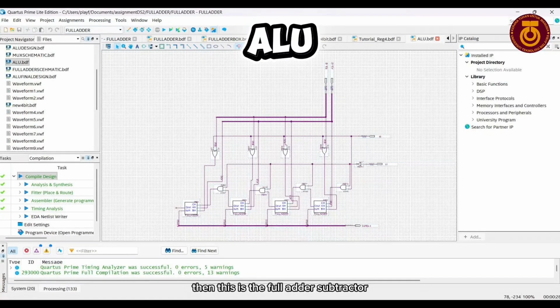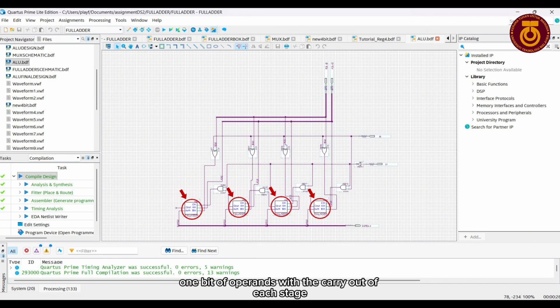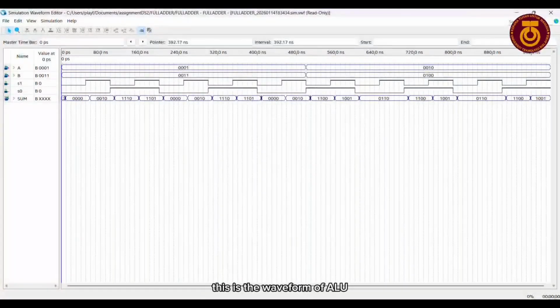Then, this is the full adder subtractor XOR and XNOR ALU. It represents the internal structure of a 4-bit full adder subtractor. Each full adder processes 1 bit of operands, with the carry out of each stage feeding into the carry in of the next higher. It has 4 inputs: A, B, S1, S0. The B input bit is passed through the XOR gate, which is controlled by the S1 input to determine whether the ALU performs addition, subtraction, XOR or XNOR. This is the waveform of the ALU that we ran in Quartus Prime.